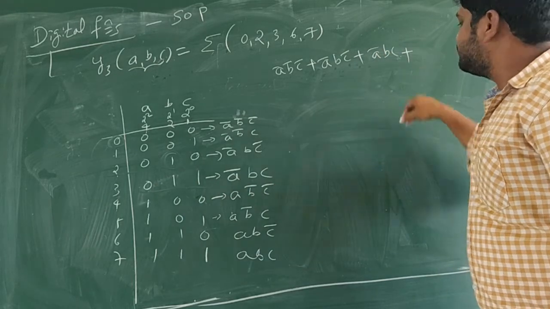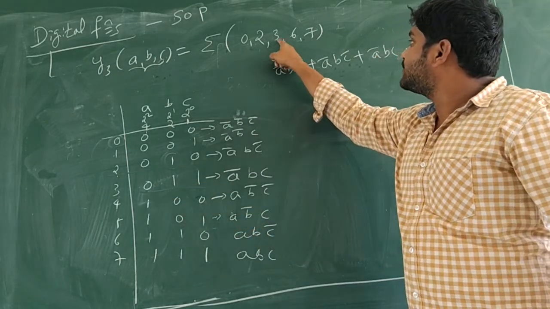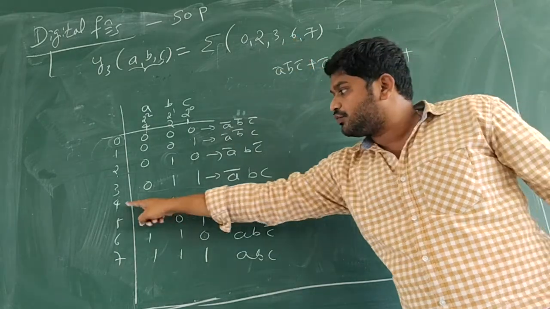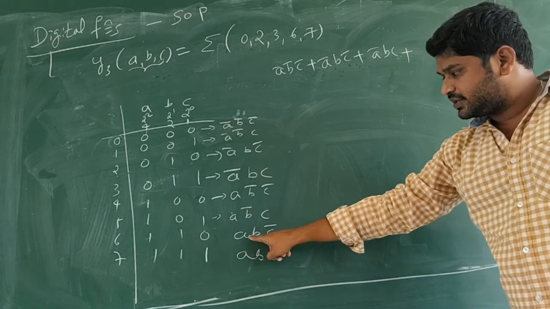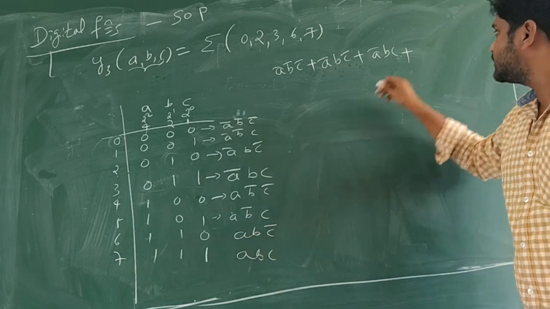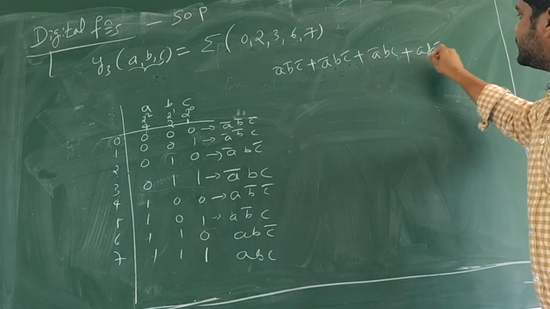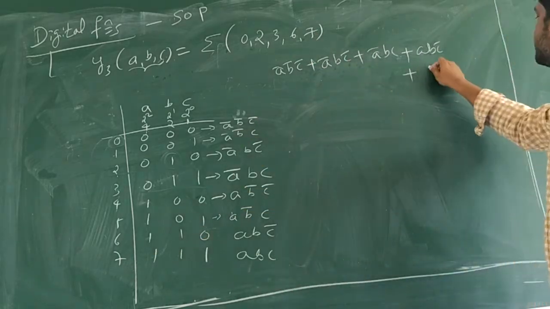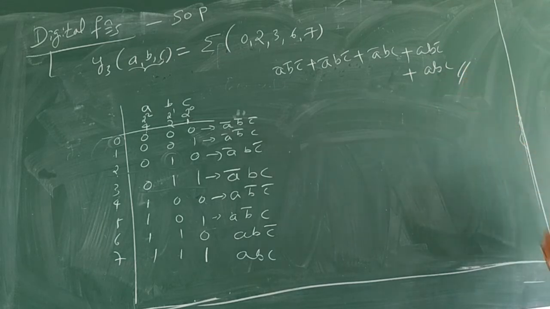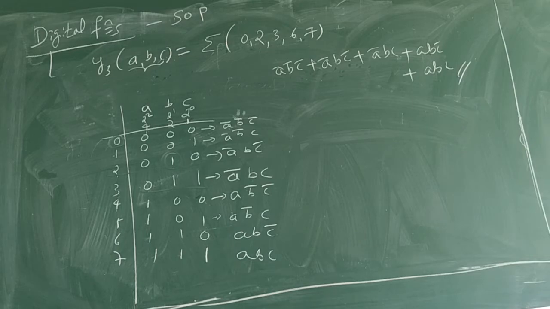Next row, after 3 we have 6. We don't have 4, we don't need 5. Directly we need 6. What is the representation of 6? A, B, C complement. One more term, the last term, 7. 7 is represented by A, B, C. See, this is converting the digital function to variable format.